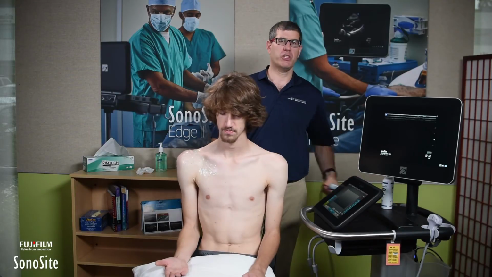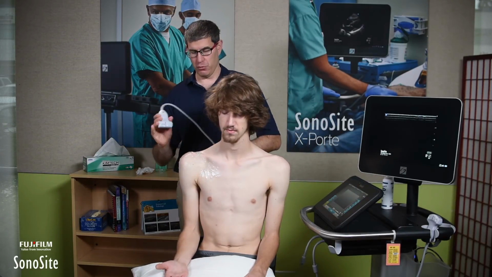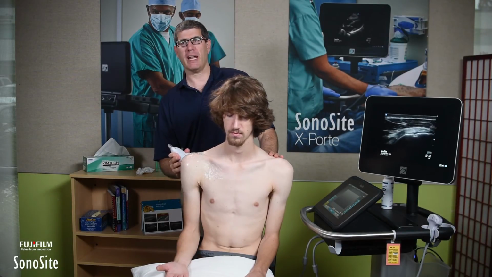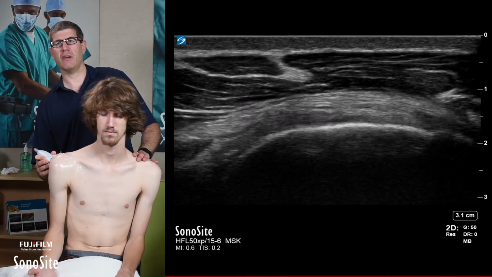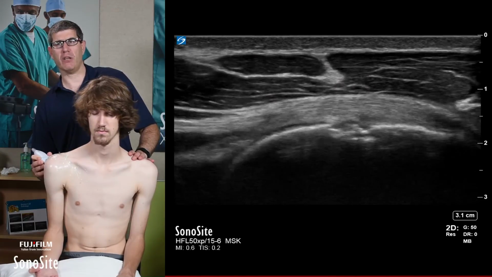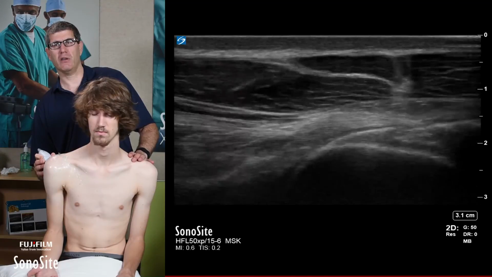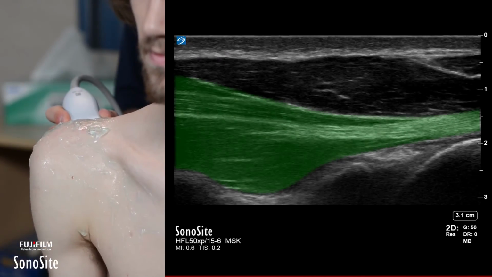I'm going to be looking at the posterior shoulder. Now, Jacob's fairly thin, so he's somebody whose shoulder I'll be able to look at using a nice linear probe. Sometimes with somebody a little bit bulkier, I may have to use a curvilinear probe. I'm looking at the footprint of the infraspinatus tendon going onto the greater tuberosity. You can see a little bit of cortical irregularity at the inflection point between the greater tuberosity and the humeral head.